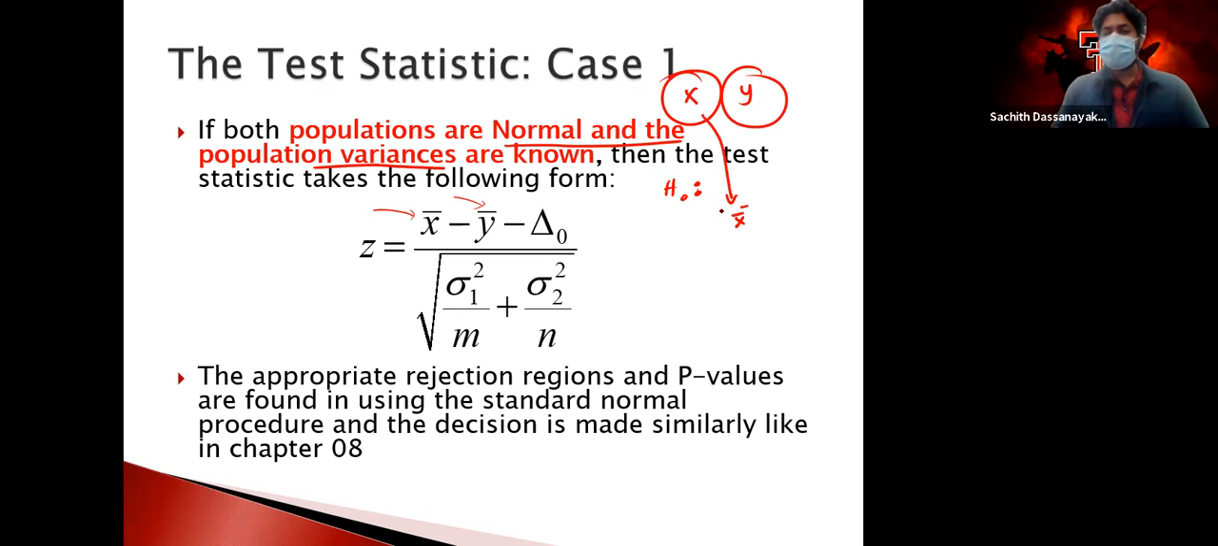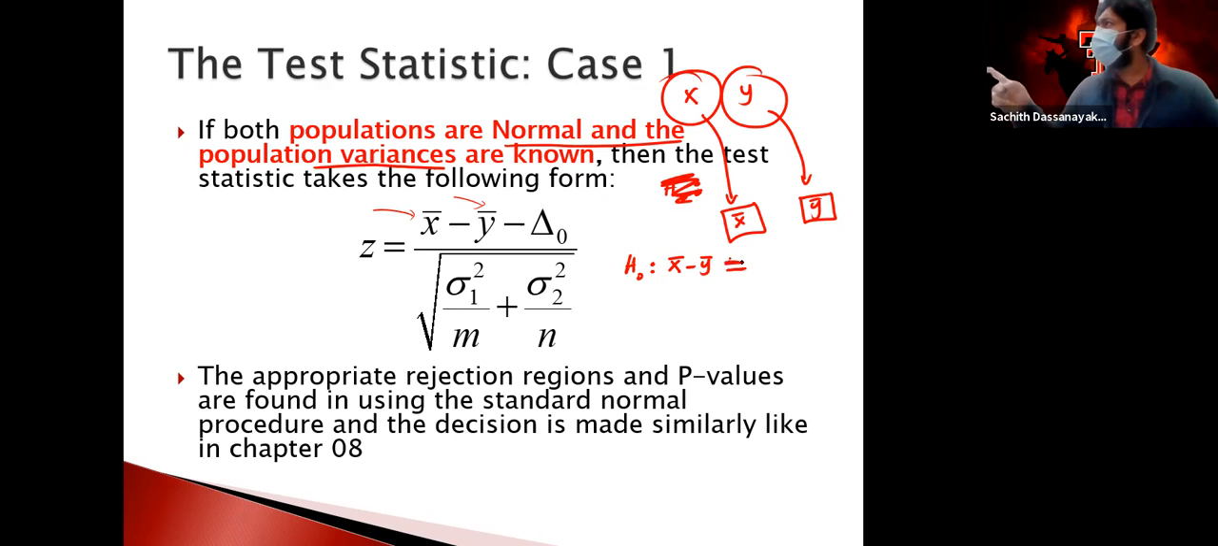X bar is the sample mean from the X population, Y bar is the sample mean from the Y population. So this is the place for the hypothesis test. The null hypothesis is what? X bar minus Y bar. Again, here it is the general case, so you don't know which you have, like H naught always equals. So I'll write this value right here.